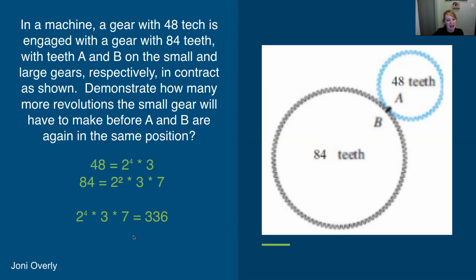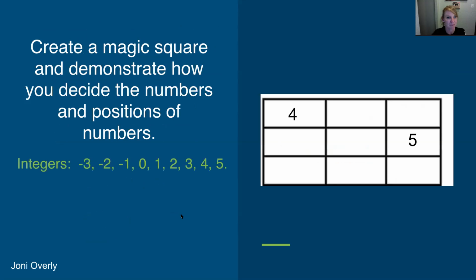To find out how many more revolutions the smaller gear has to make before A and B are again in the same position, simply divide the least common multiple by the number of teeth in the small gear. So we divide 336 by 48, which equals 7. So the smaller gear will have 7 more revolutions before A and B are in the same position again.